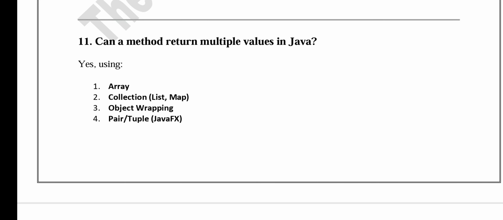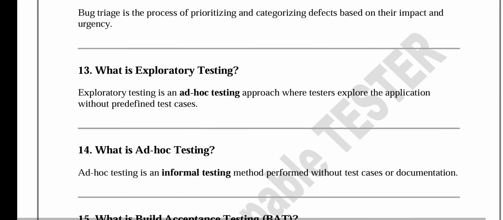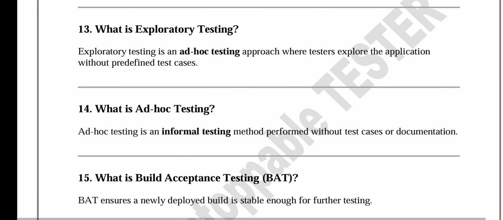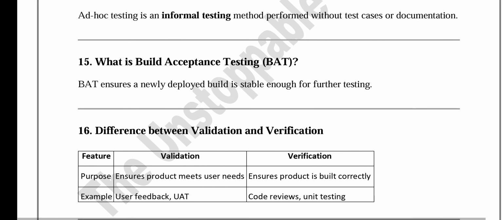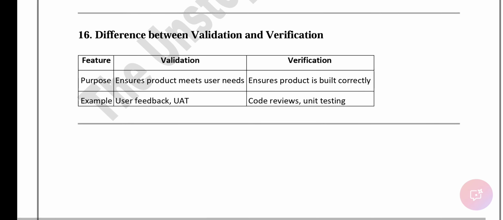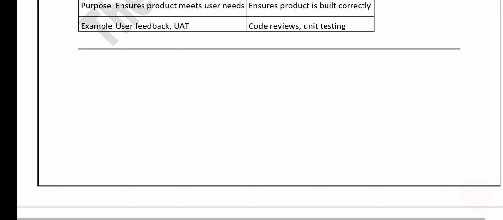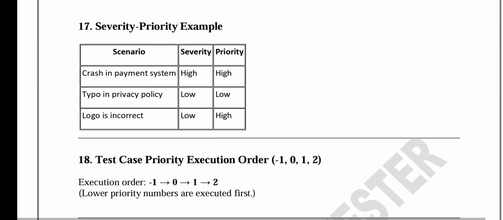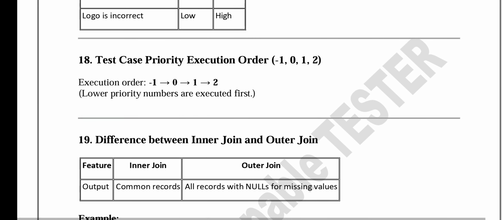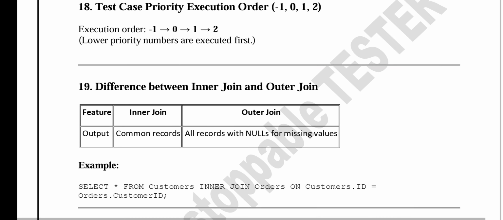Can a method return multiple values in Java? What is bug triage? What is exploratory testing? What is ad hoc testing? What is build acceptance testing? What is difference between validation and verification? Severity and priority examples. Okay, test case priority execution order.